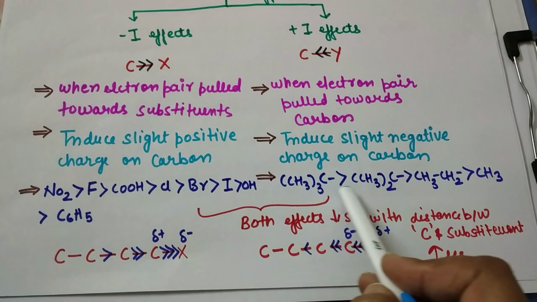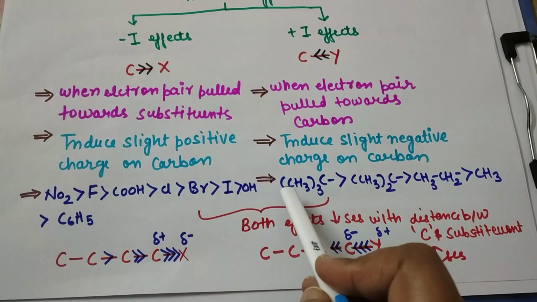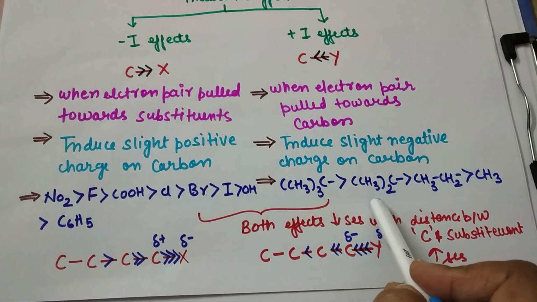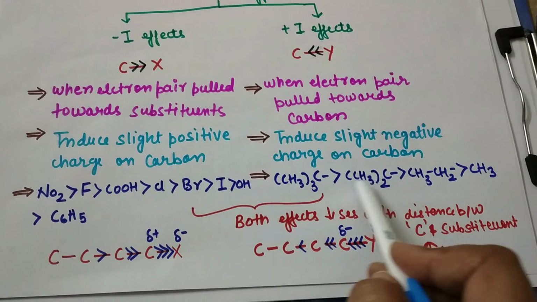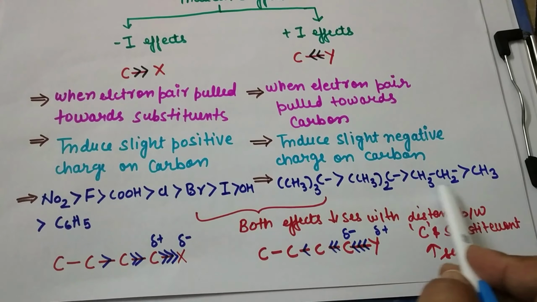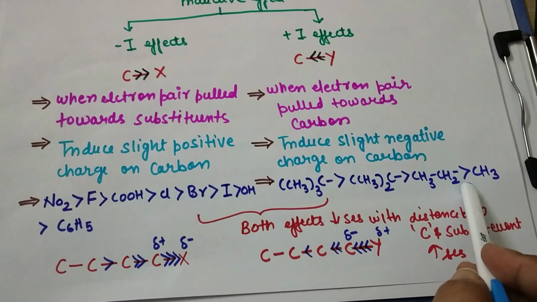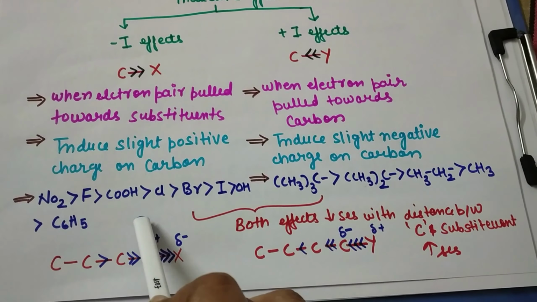Here, these are the examples of functional groups which will cause the plus I effect, like tertiary methyl group, then secondary methyl group, then ethyl chain, and then methyl group. So all these alkyl derivatives will produce plus I effect because they are electron donating. So these groups will produce minus I effect and these groups will produce plus I effect.